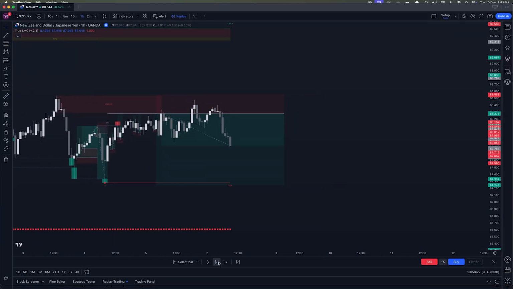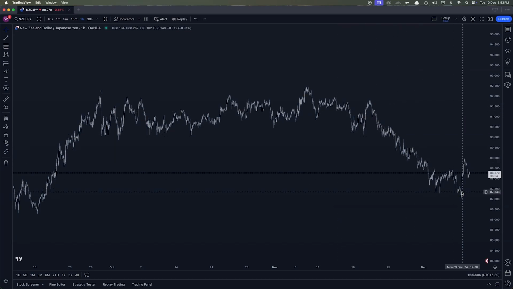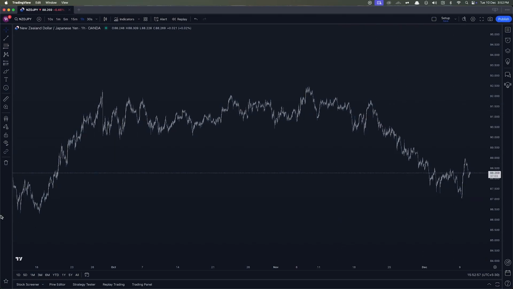Let me show you how this actually works. We'll begin with this bullish phase, transition through the range, and end with today's bearish market. See how effortlessly True SMC adapts to each scenario.